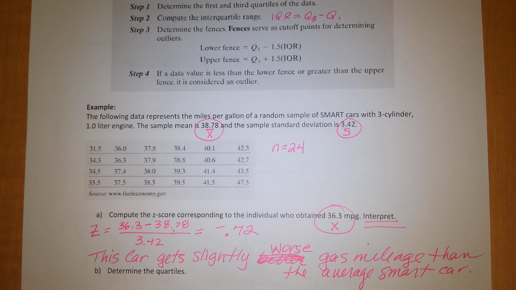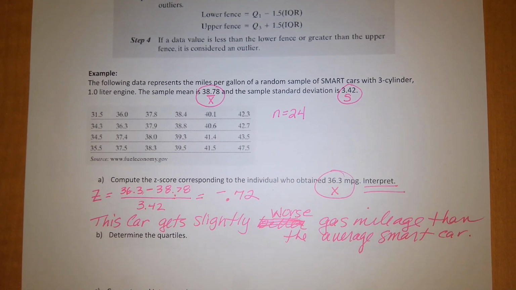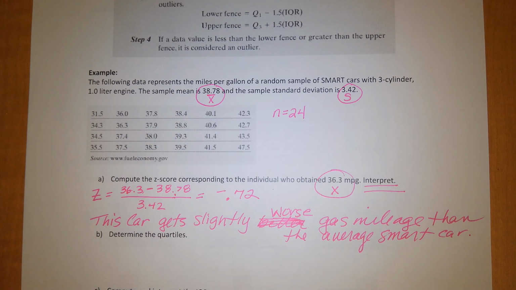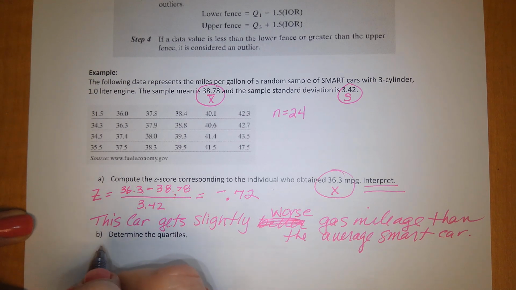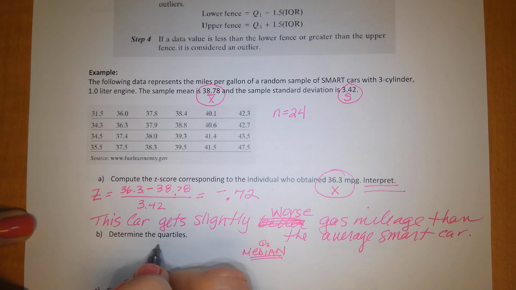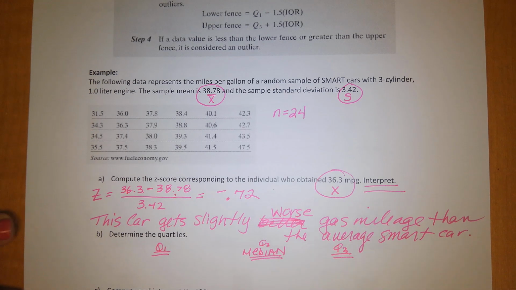Okay, so now in part B, we're going to determine what the quartiles are. The quartiles are going to be these numbers that are in the first, second, and the third quartile. So let's determine what those quartiles are. First we need to find the median. The median I'll put in the middle. The median is also known as Q2. Once we find that, we can then find Q1, and then we can find Q3. Once we find the median, we'll be able to find the other two.